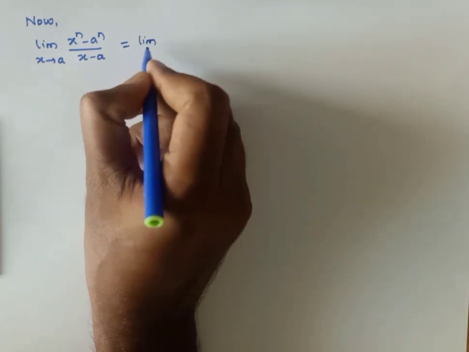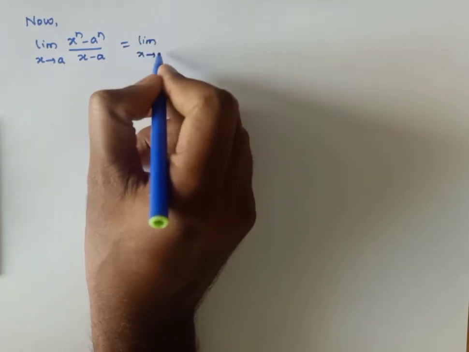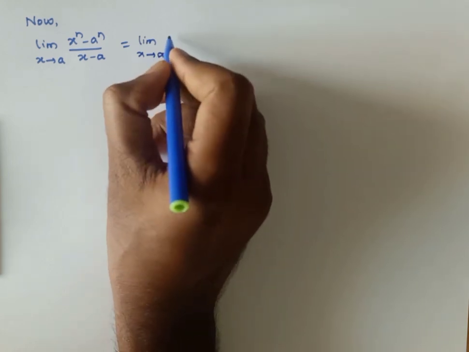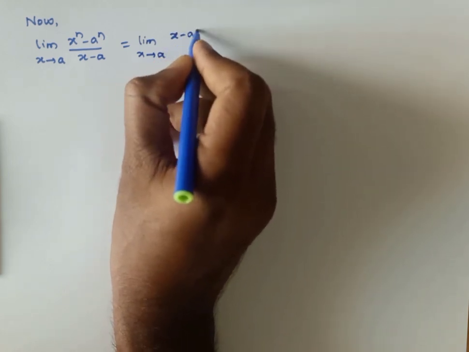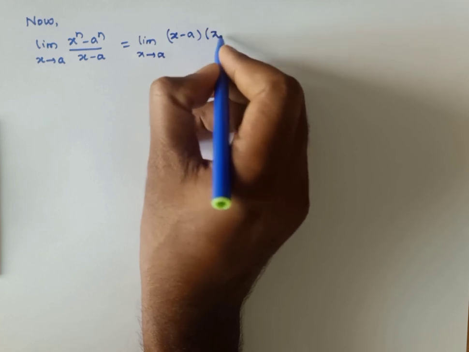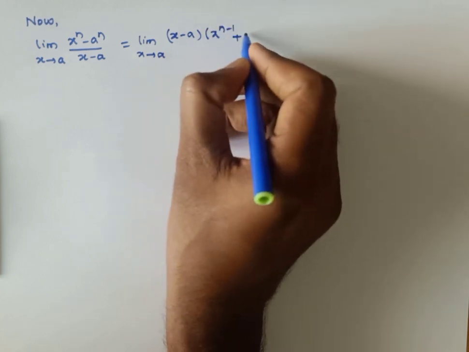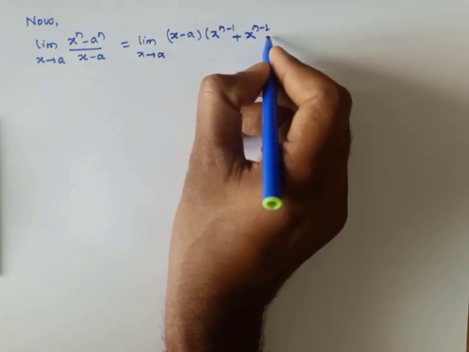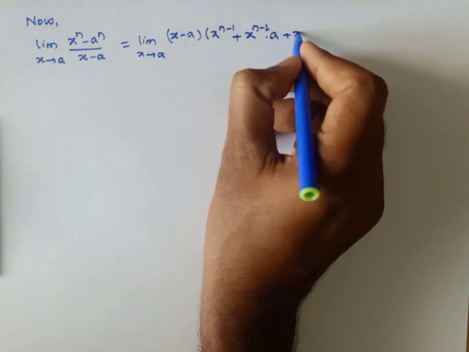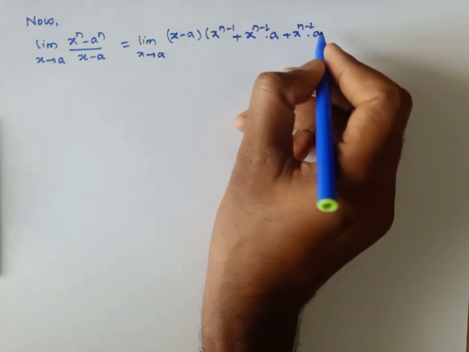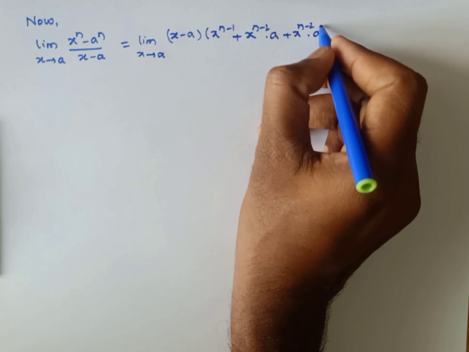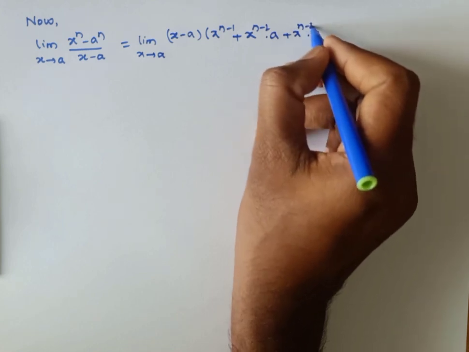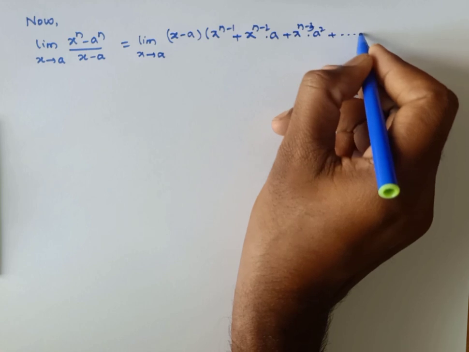Now replace that formula here. x to the power of n minus a power n, that is x minus a into, what is that? x to the power of n minus 1 plus x to the power of n minus 2 into a plus x to the power of n minus 3 into a square plus and so on.